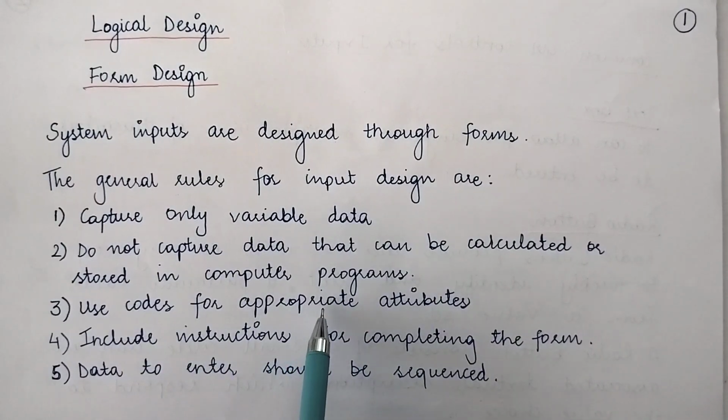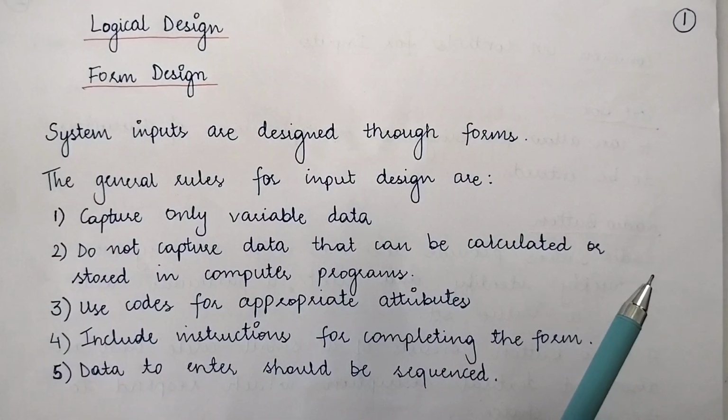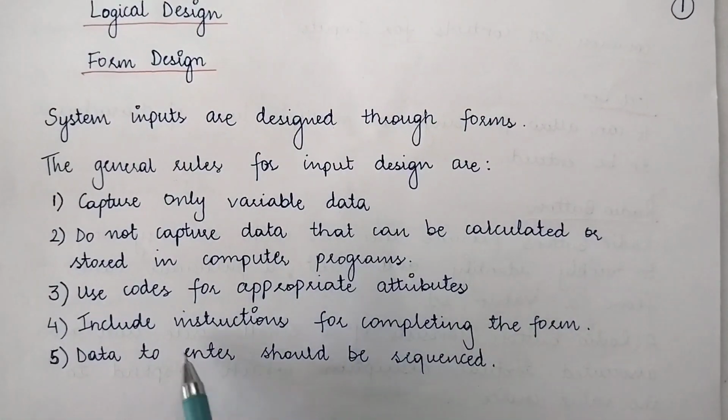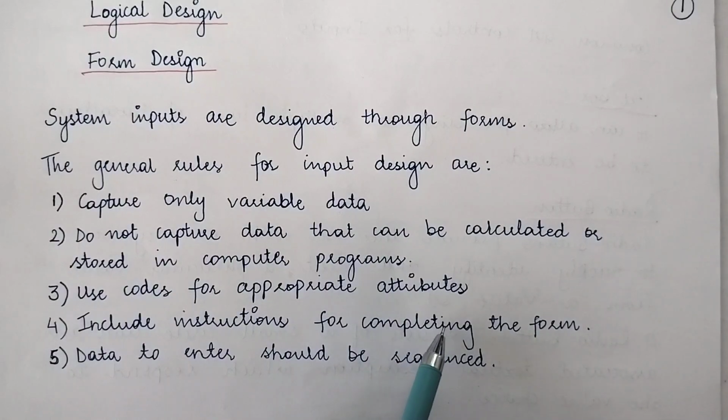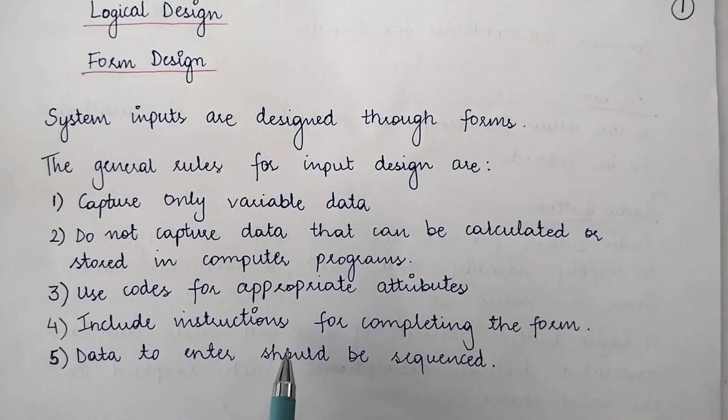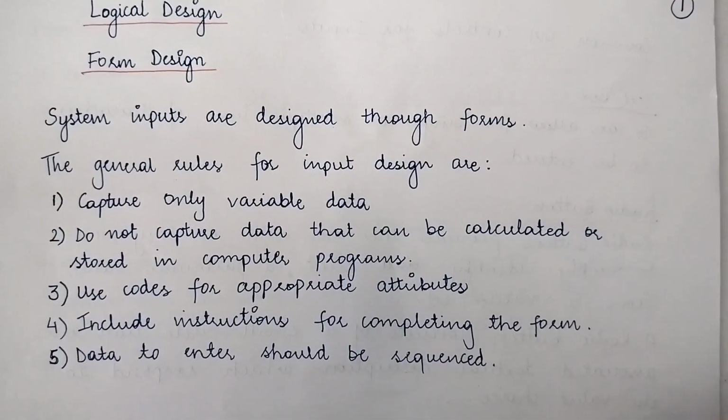Use codes for appropriate attributes. Wherever there are some attributes, you must use relevant codes for such attributes. Include instructions for completing the form. Instructions must be provided to the end user to complete the form so that they know what kind of data has to be filled in what kind of field, and data to enter should be sequenced. That means the form should be designed in such a manner that whatever data the user enters one by one is in a relevant order or in a relevant sequence.